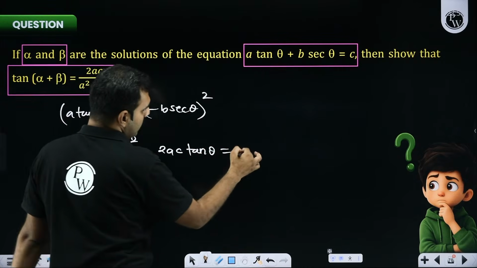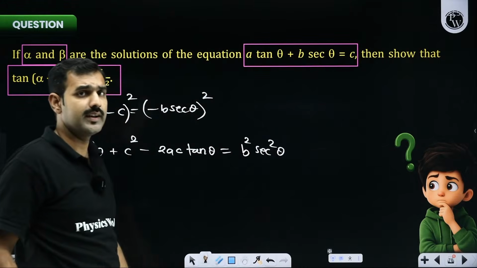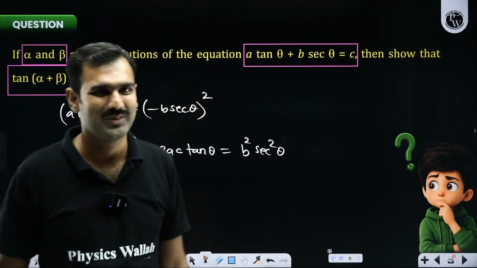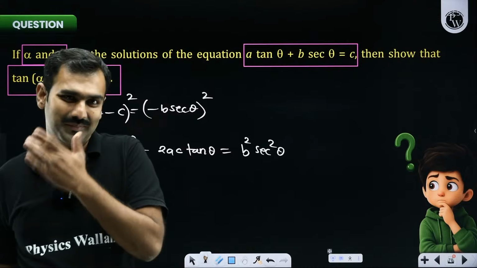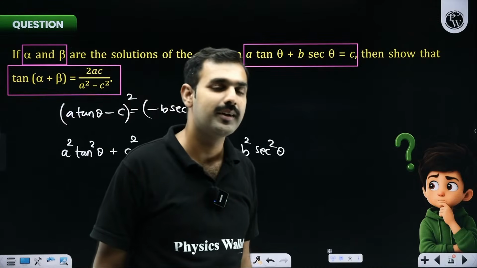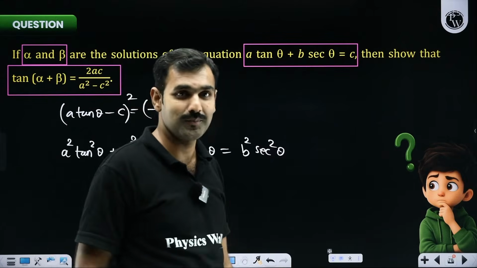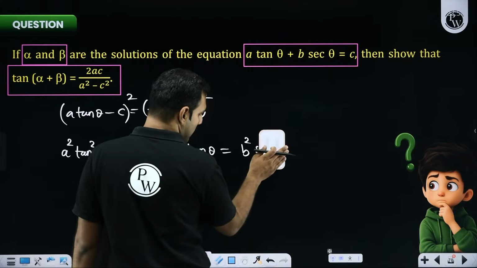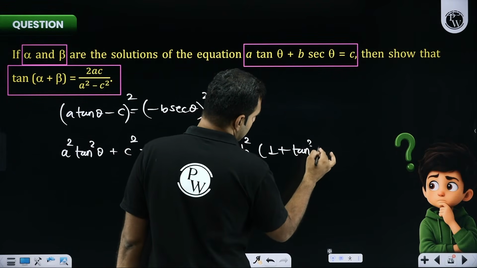On the RHS, it will be b square sec square theta. But what is sec square theta, students? Yes, Vijay, that's a good observation. I am skipping it as a part of my habit, but you should. In boards, definitely. You get marks for steps. If you avoid that, you will lose your marks. So sec square theta is 1 plus tan square theta. Yes or no? So I'll write it as 1 plus tan square theta.